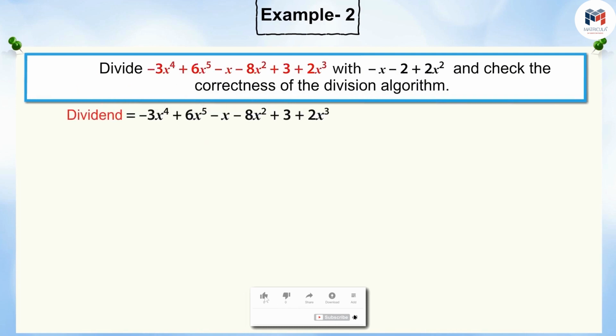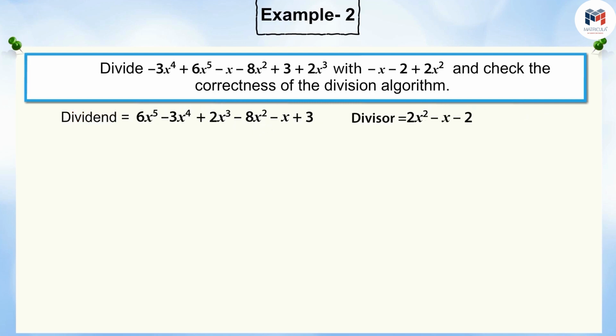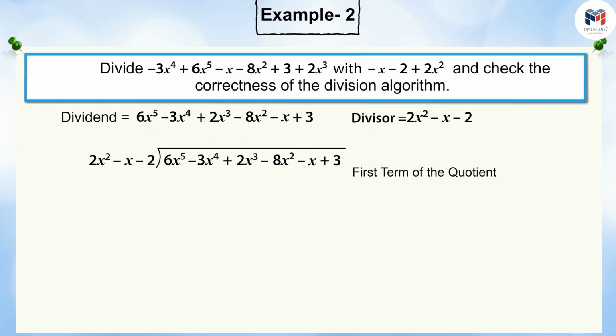In this question, we will divide the first polynomial by the second polynomial and check the correctness of the division algorithm. You can see that the given polynomial, dividend and divisor is not in the standard form. Before starting the division process, write the polynomials in their standard form, that is, decreasing order of powers. Now, let's begin the division process. To get the first term of the quotient, divide the highest degree term of the dividend by the highest degree term of the divisor. Now multiply the divisor by this quotient and write below the dividend.